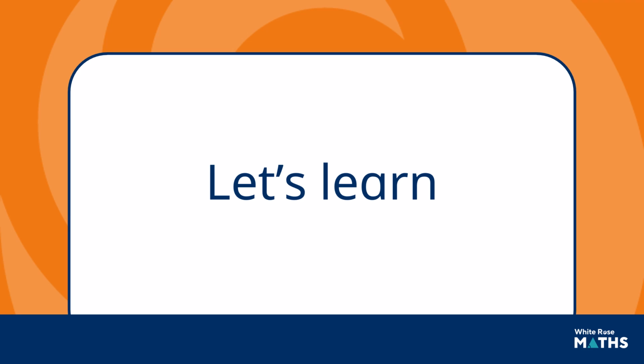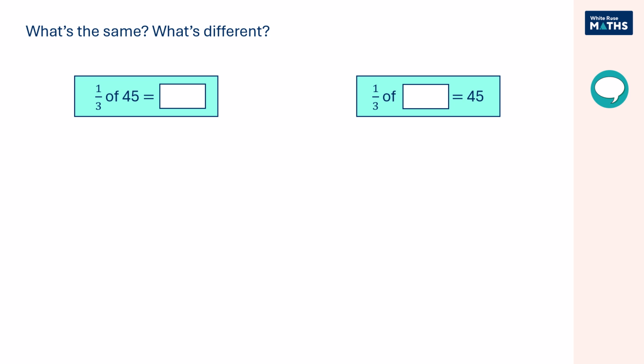And let's learn. What's the same? What's different? So a third of 45. So do 45 divided by 3 and then times it by 1. If you're unsure, there's no harm in showing your method here using the bus stop. So 3 into 4 once, the remainder of 1, and then 3 into 15 is 5 times. 15 times 1 is 15. So 1/3 of 45 is 15.